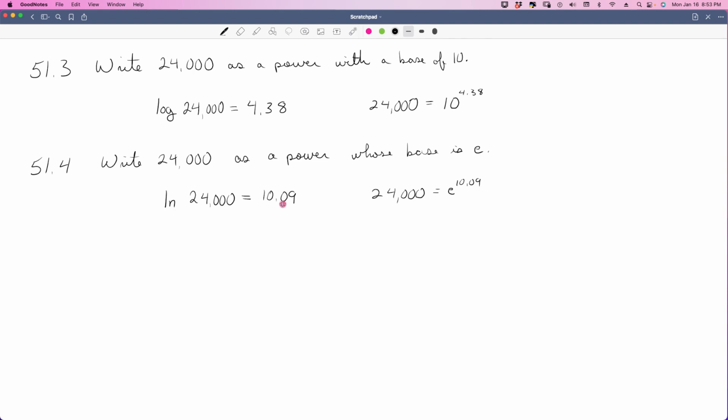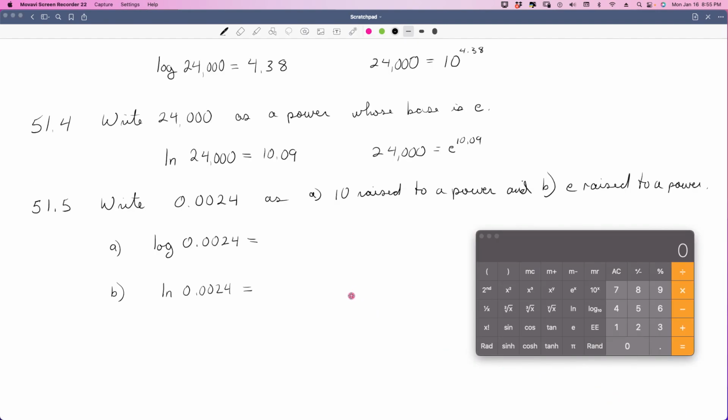All right, make sure you put both of these examples down together so that you can see how to switch between the two and how that works. So we type the number in, then we press this key, and that gives us the exponent we need to use to rewrite it with the base of e. Okay, let's do 51.5. Our last problem for this lesson says to write 0.0024 as a 10 raised to a power and b e raised to a power.